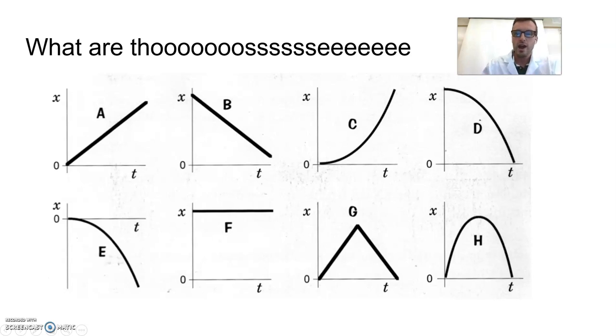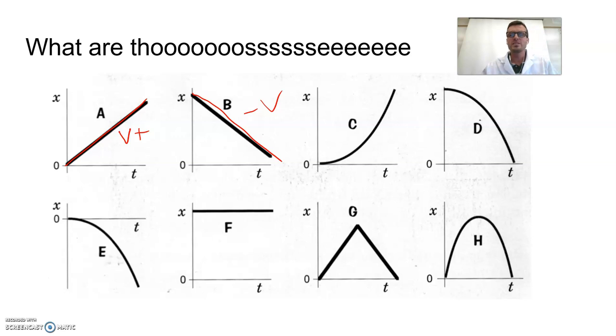Graph A, what is that showing? Are you moving constant at all, forwards, or backwards? Pause the video. We are moving constant because it's a straight line, and we are moving with positive velocity because we have a positive slope. Graph B, what are you doing? Pause the video. Did you choose your answer? We are going at a constant speed backwards. Why? Because we have a negative velocity because the slope's negative.